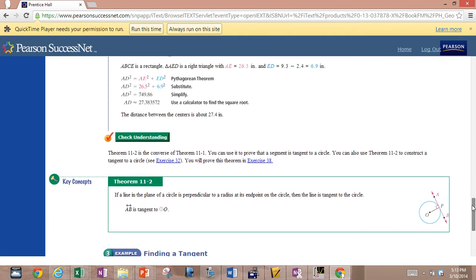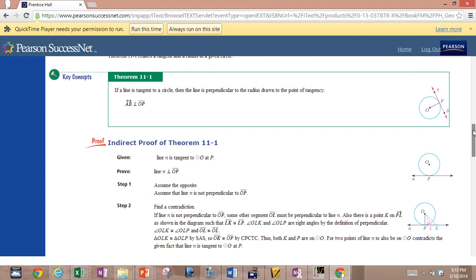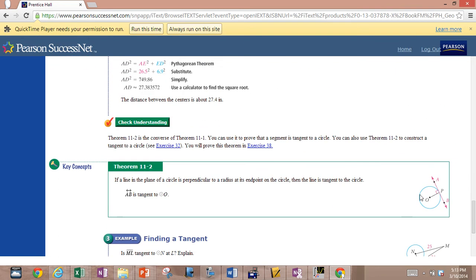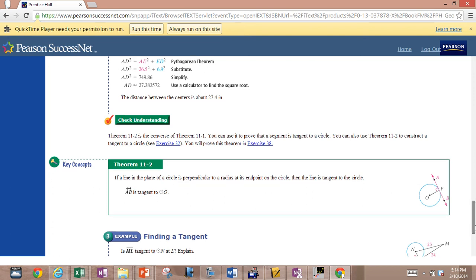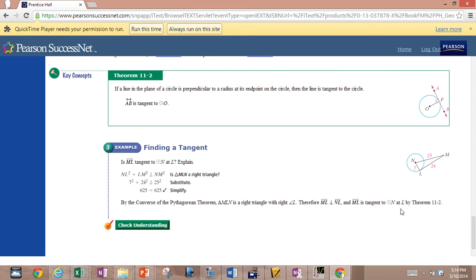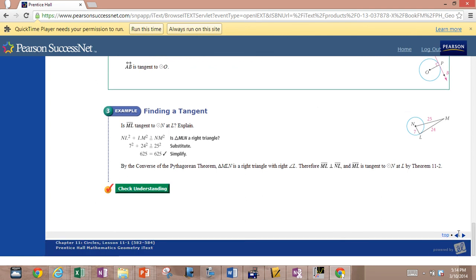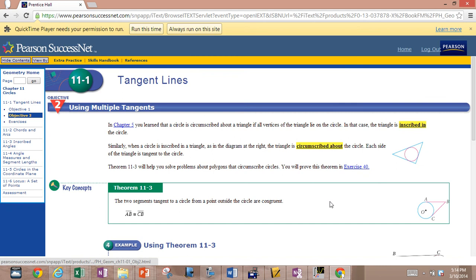Here's Theorem 11.2, which is the converse statement of 11.1, stating that if a line is perpendicular to the radius, then it is tangent to the circle. So we're going to get a lot of mileage out of that. Okay, here we've got a tangent, we've got a right angle. A right angle says Pythagoras will work for us, and we'll look at those examples again. Okay, let's see what else.